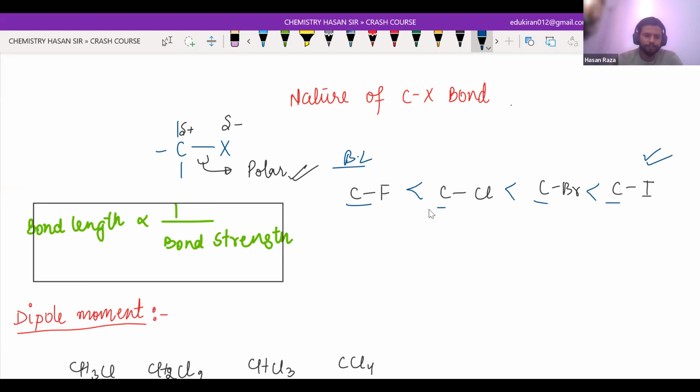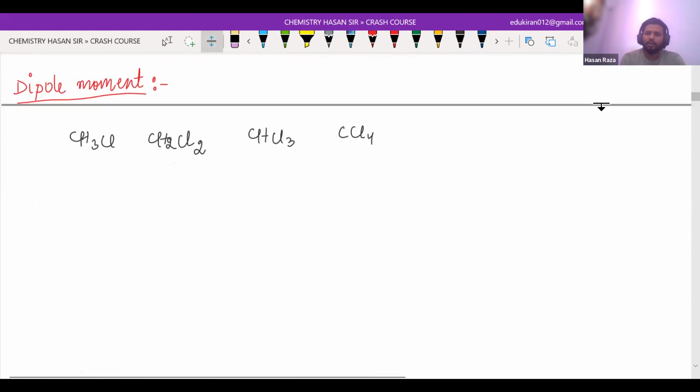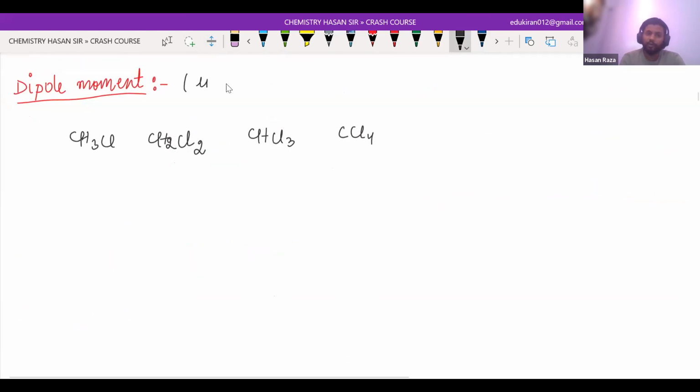Yes, sir. Now we are going to discuss the dipole moment. You have heard about this in class 12th physics as well. Mu is equal to Q into D, and you have heard of this in class 11th and 12th in chemistry also. Now, when you are going to talk about CCl4, CCl4 has a symmetry.